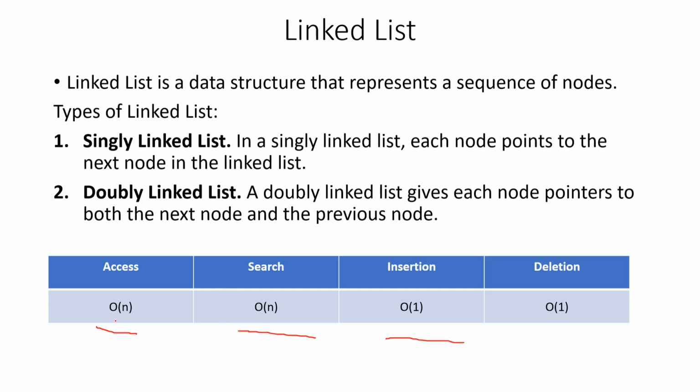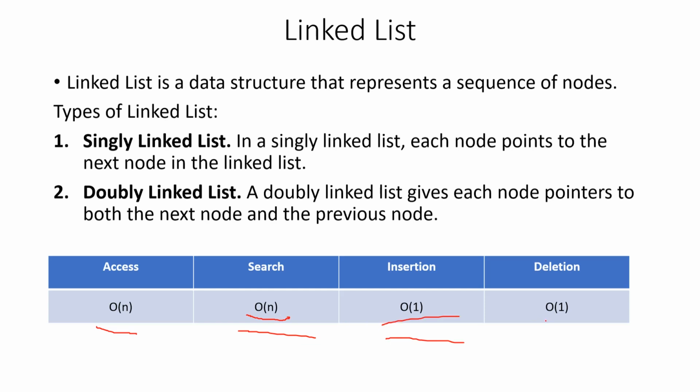Access takes O(n) time complexity because, unlike an array, in a linked list there are no indexes, and usually you have access only to the beginning of the linked list. In order to get to some node you need to go through all those elements until you get that element. Search also takes linear time complexity because you need to go through all the elements, and there is no efficient algorithm that runs faster than linear in order to find some element in a linked list.